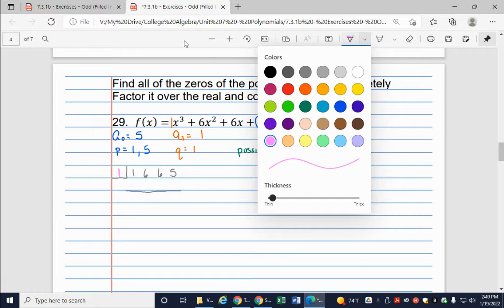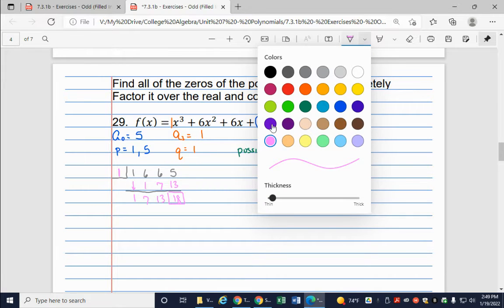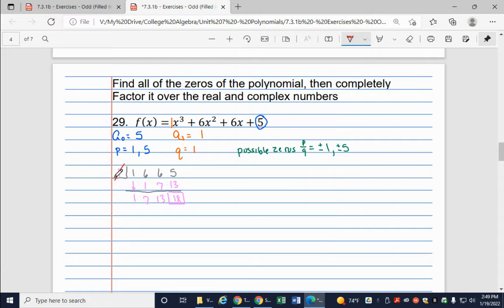For synthetic division, just to review real quick, remember your first number just drops down. And then you always multiply this number under here to over here. So 1 times 1 is 1. Add these two together. 6 plus 1 is 7. Multiply. 1 times 7. Add. Multiply. Add. Since I don't have a 0 here, that tells me that x does not equal 1 as a solution.